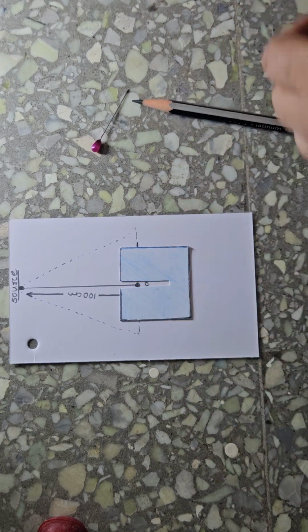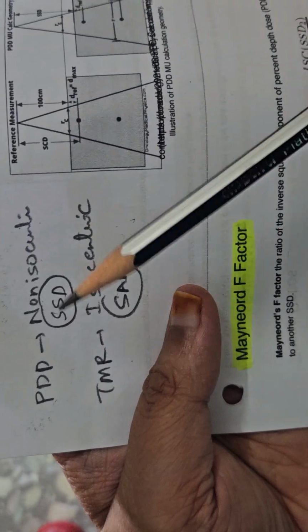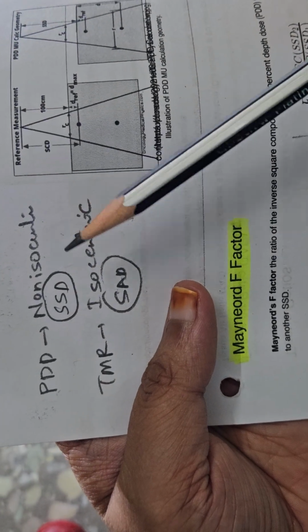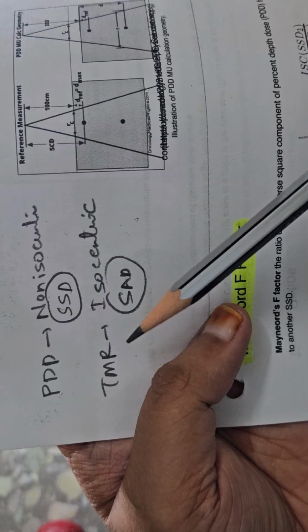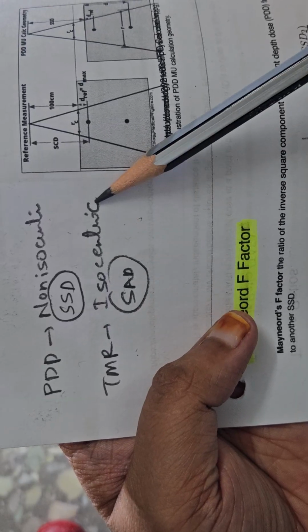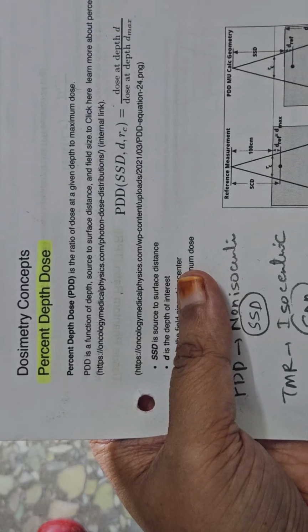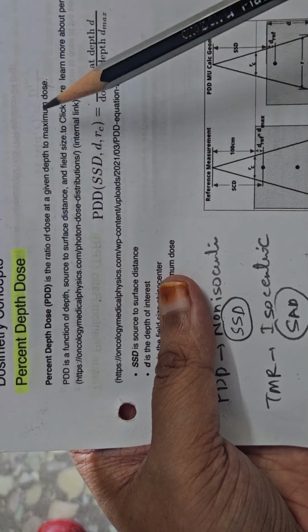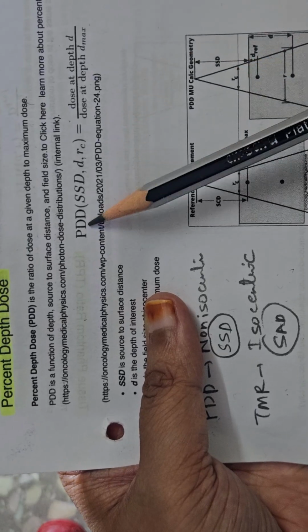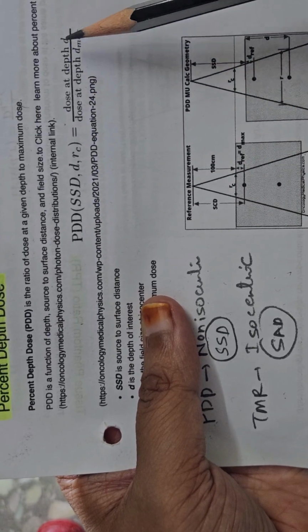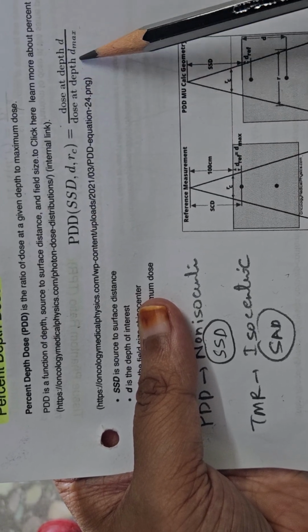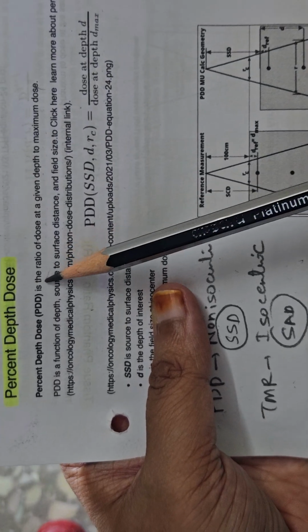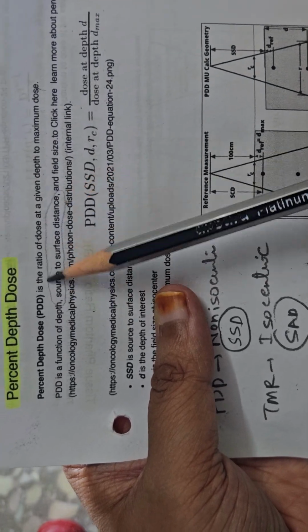Before that, let us clear one concept, that PDD is measured in non-isocentric scenarios, that is SSD technique, and TMR is measured in isocentric scenarios, that is SAD technique. Now, the definition of PDD: the PDD is the ratio of dose at a given depth to maximum dose. So, this would be the formula: dose at a depth D divided by dose at a depth D max. Now, again, the scenario is source to surface distance.